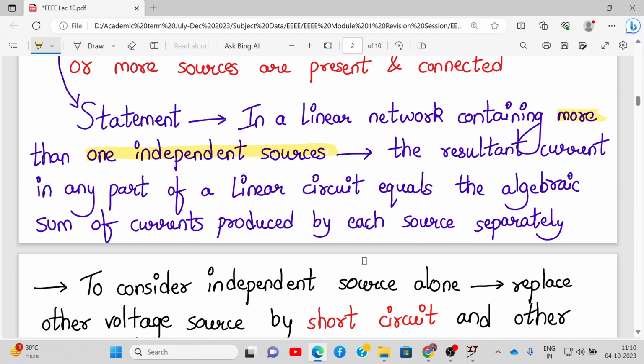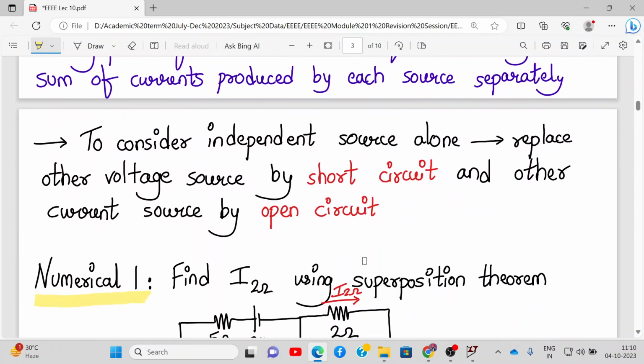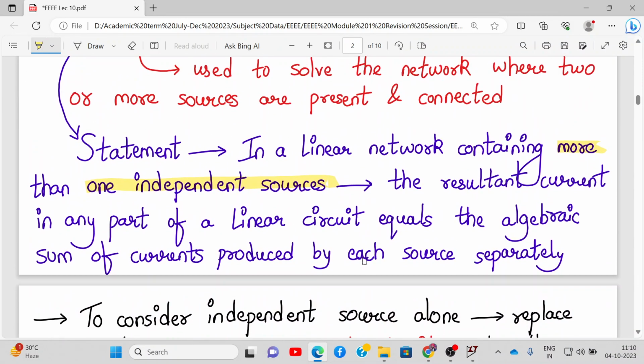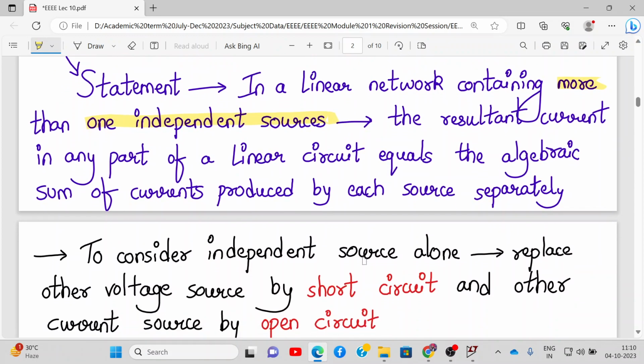Now, to understand this statement, we will take an example. So let us continue. Again, I repeat, the statement of superposition theorem says that in a linear network or a circuit containing more than one independent source, the resultant current in any part of the linear circuit is equal to the algebraic sum of the currents produced by each source separately.